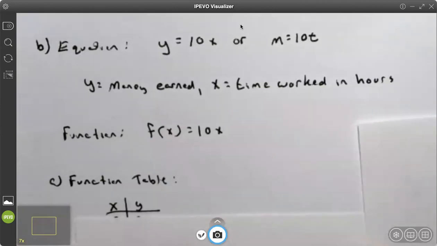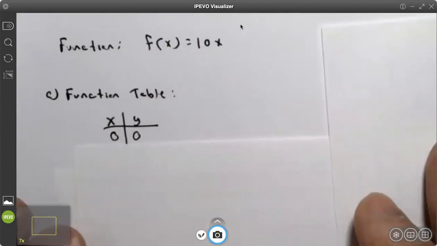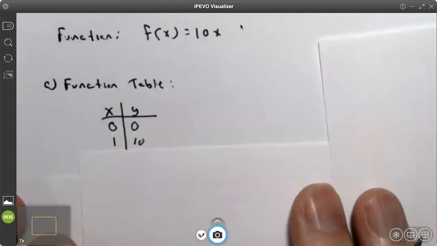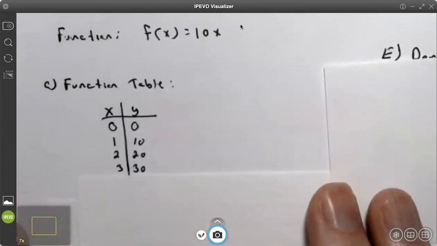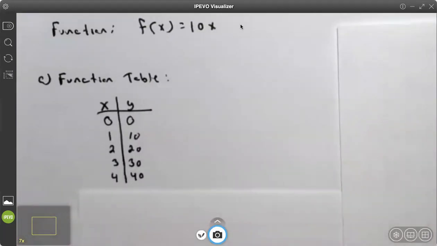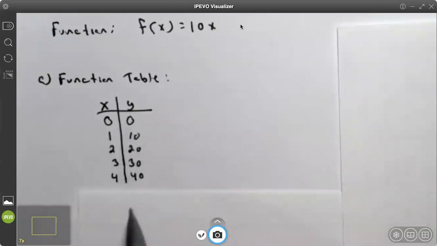So depending on what you plugged in, I plugged in 0 for x and got 0, 1 for x and got 10, 2 for x and got 20, 3 for x and got 30, 4 for x and got 40. You might have plugged in different numbers and got different values, but you can tell that this is a function because every x value that I plug in gets a different y value. This is my domain. These are my range numbers.